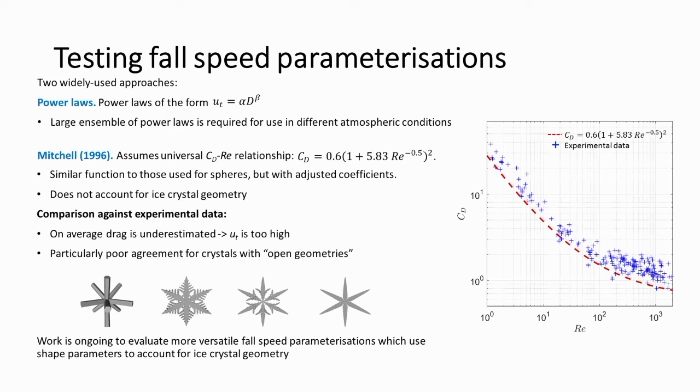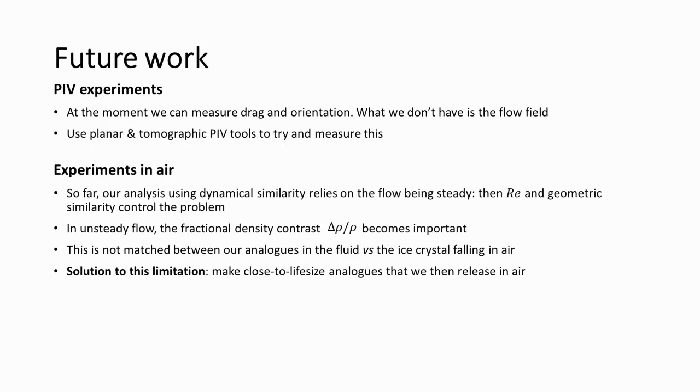So what you find when you look at experimental data is that, on average, it underpredicts the drag coefficient, so it overpredicts terminal velocity. And as you might expect, there's also a geometry effect. When you look at it more closely, we find that crystals that have what are dubbed an open geometry, so they tend to be things that are branched, show even worse agreement. So what we're going to hopefully try to do is evaluate more versatile fall speed parameterizations that use shape parameters to account for some of these effects.